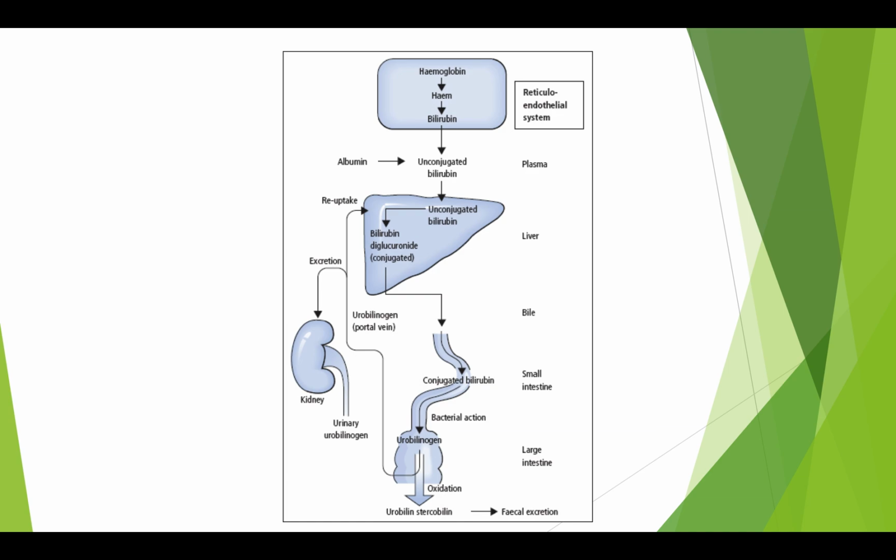Conjugated bilirubin will be converted to urobilinogen by intestinal bacteria. 10% of urobilinogen will re-enter circulation, go to the kidneys and be excreted renally. 90% will be oxidized into stercobilin, and stercobilin is what gives our feces the yellow pigmentation.